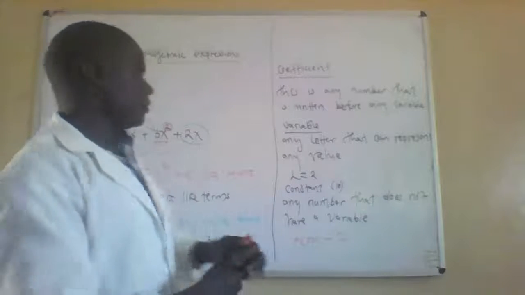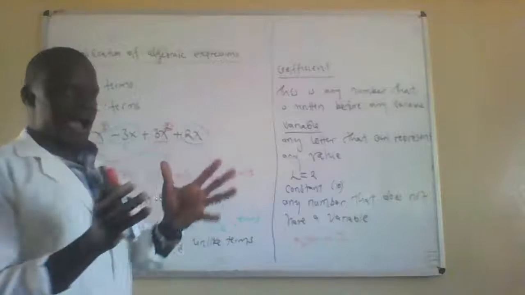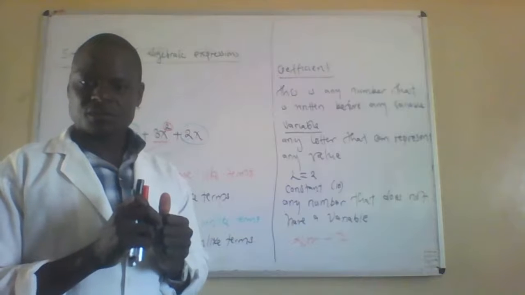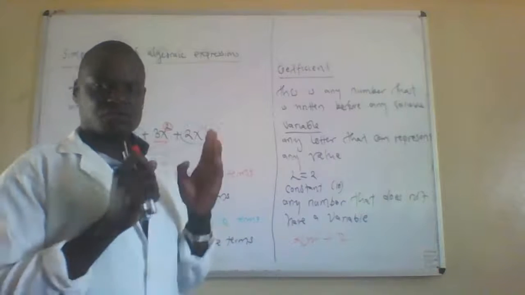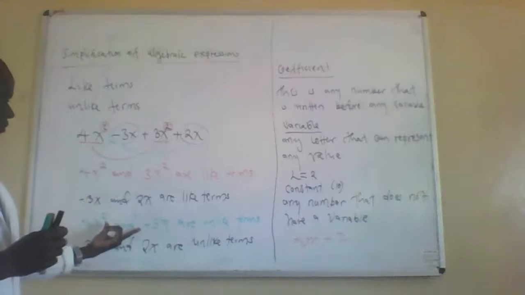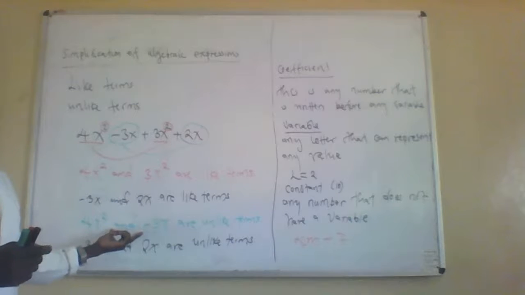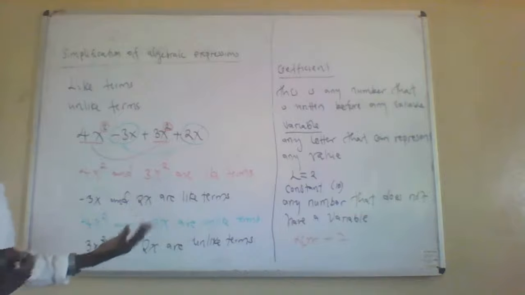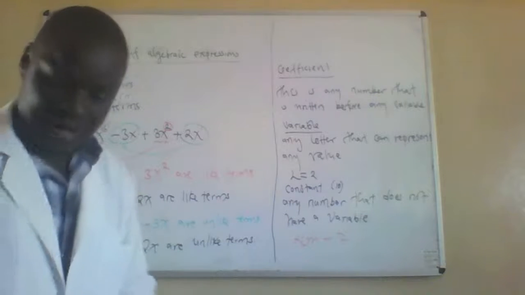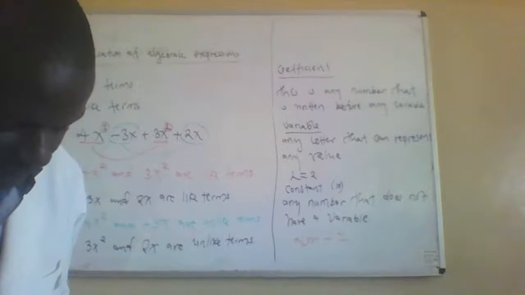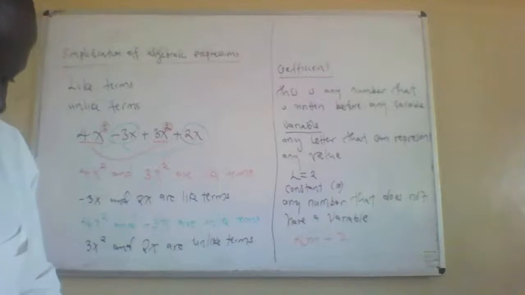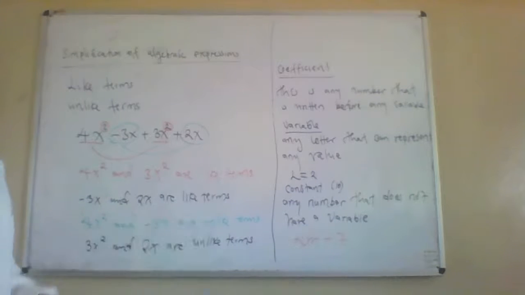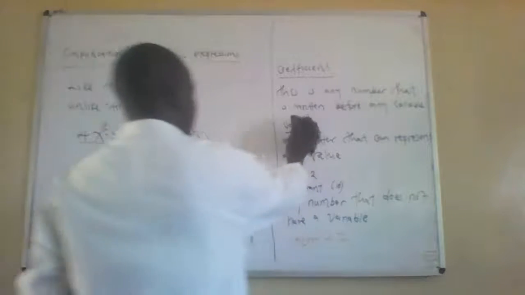Because when we are simplifying, we'll be adding or subtracting those terms that are called like terms. When it comes to simplification, we'll be dealing with those terms which we identify as like terms. We cannot add or subtract the terms which are not like. All right. With all that said, we can move to the next step and look at the examples.